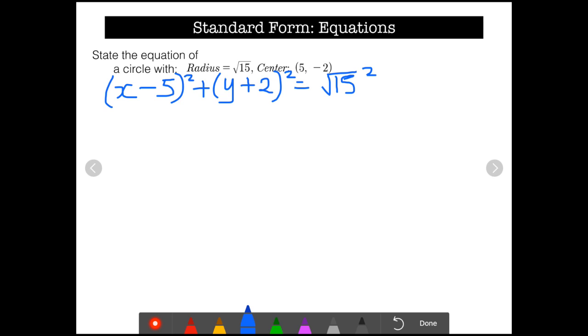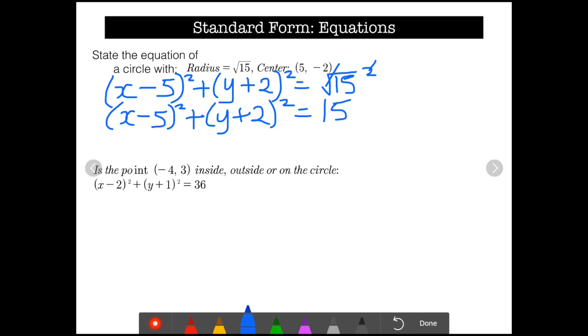And if you remember your properties of exponents, you know that the square root and the square are inverses. They cancel each other out. So we end up with (x minus 5) squared plus (y plus 2) squared equals just 15.